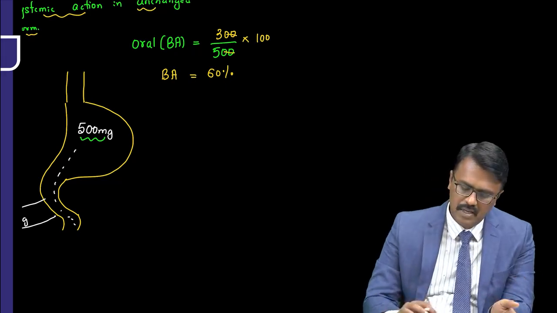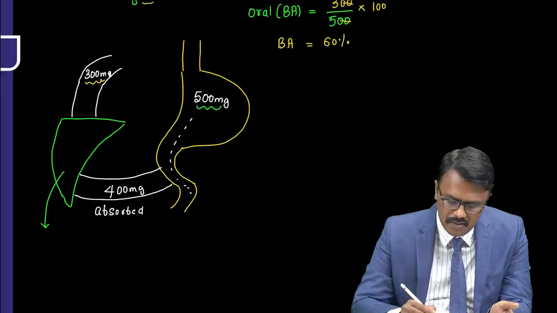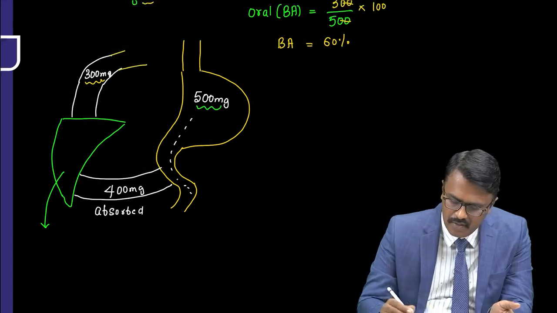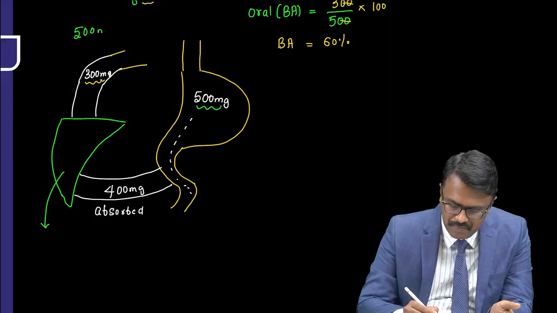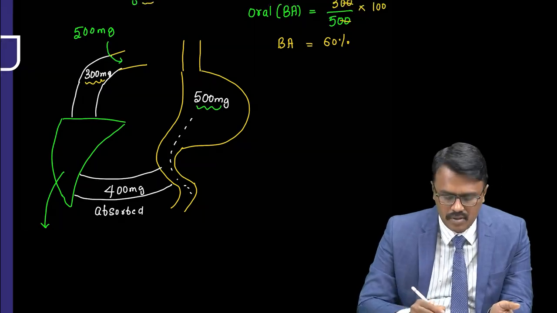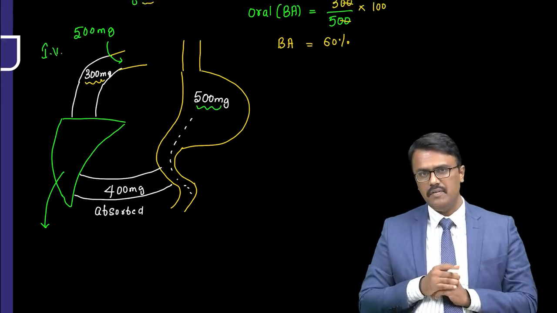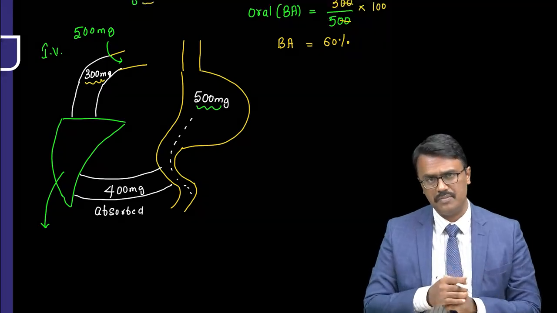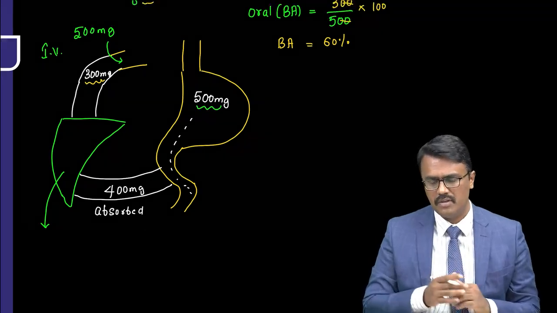Okay, sir. Now another important aspect I want to tell you. Suppose I give the drug, this is the systemic circulation, the vein. If I give the drug directly into the vein, I took 500 mg of paracetamol and I gave all the 500 mg into the vein. So the route is called intravenous. Now tell me guys, if I give it IV, what is the bioavailability through IV route?